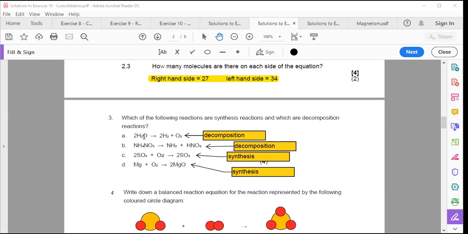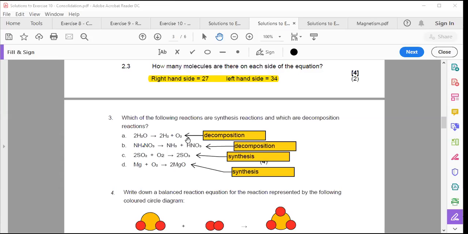So we've got 2H2O. We're starting with 1 and we're making 2. So that's a decomposition. The substance is breaking into 2. We start with 1 to 2, that's a decomposition. So you look at the reactants and product. Start with 1, break it, disintegrate into 2. So that's decomposition. We look at the second one, starting with 1, breaks into 2.